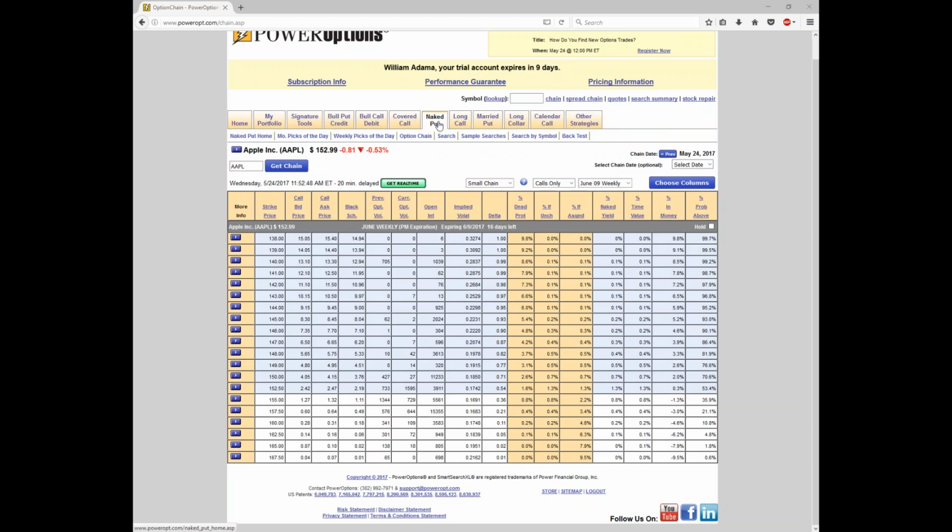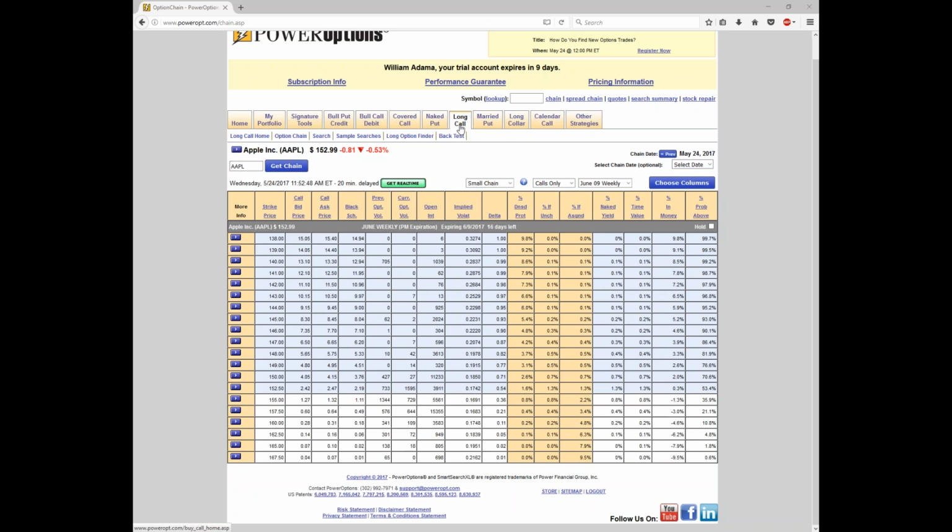For covered calls and for naked puts, we'd probably take out some of those, but we'd want to see the naked yield, which is available, the percent to break even, which is available, and more. All right, those of you doing long calls and long puts, we already saw Apple's trading at 152.99, my apologies.